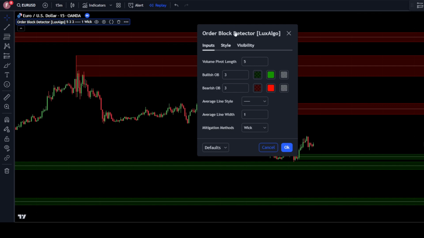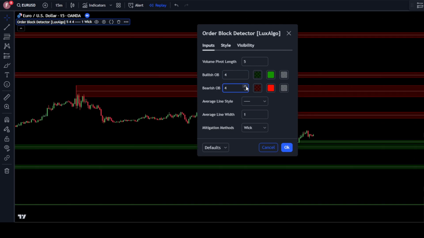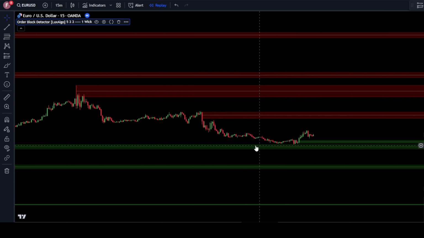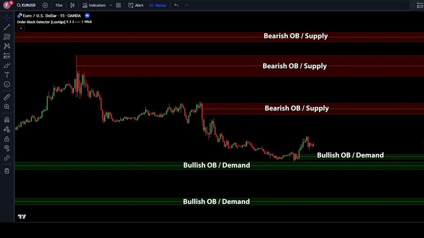For instance, if you want to increase the number of order blocks displayed, you can adjust the numbers on the bullish order block and bearish order block settings. If you don't change any settings, just click Cancel. This order block detector indicator will be used to identify key levels in the market. The green-colored order block areas are bullish order blocks. The red-colored order block areas are bearish order blocks.